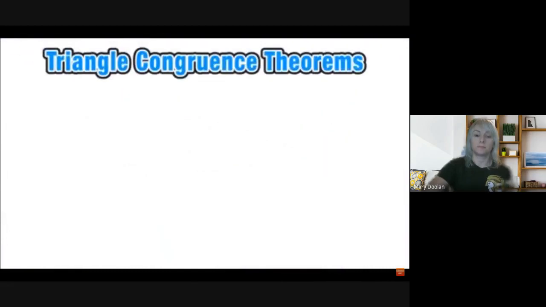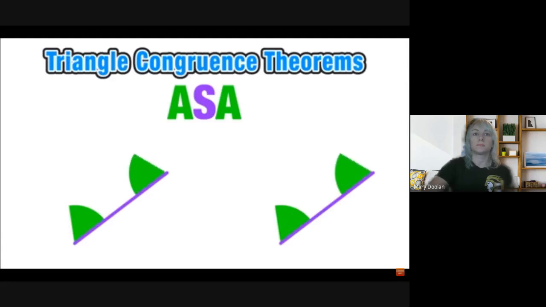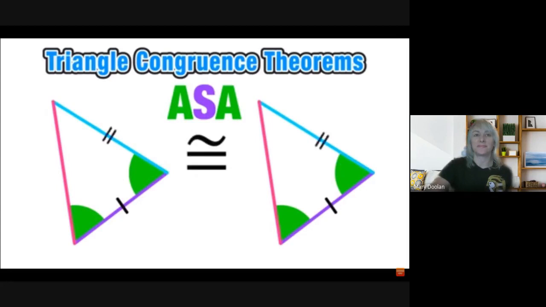Our next congruence theorem is the angle-side-angle theorem. When we have two triangles with a pair of corresponding congruent angles, a pair of corresponding congruent sides, and another pair of corresponding congruent angles, we have enough information to prove congruence using angle-side-angle. Now, it's important to notice that the congruent side is in between the two congruent angles. And now we can visualize that when this is the case, we have enough information to prove that the two triangles are congruent by angle-side-angle, which means that all of their corresponding sides and corresponding angles have the same measure.